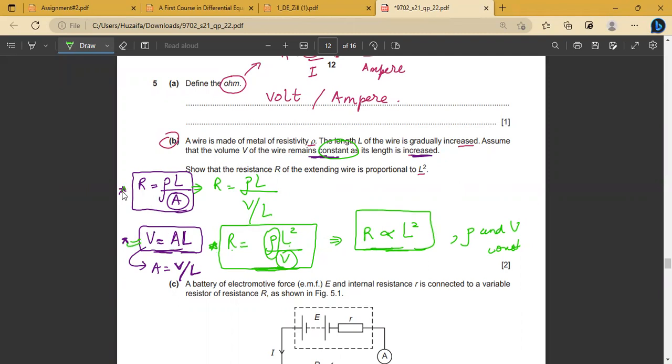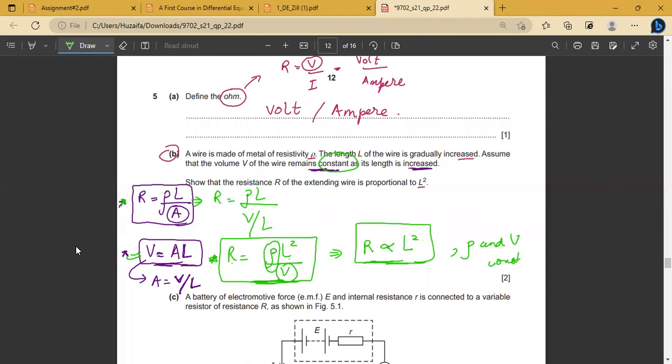The first formula was related to the electrodynamics chapter: R equals rho L upon A. I substituted A by V upon L, and my formula became rho L square upon V. And you can see that if I increase my resistance, the length of my conductor will also increase. Then there is a direct relation between them.